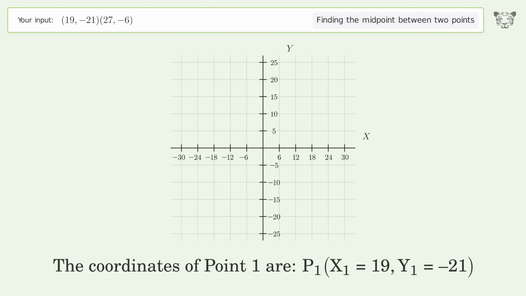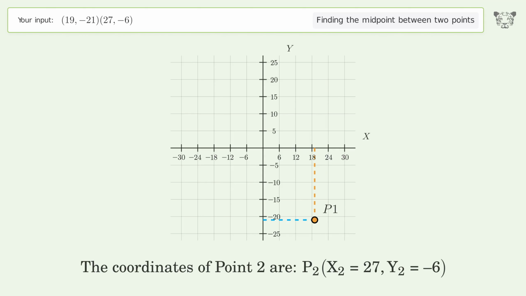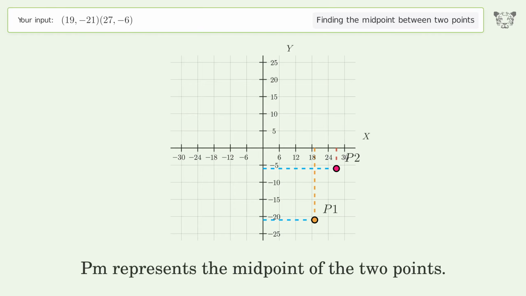The coordinates of point 1 are x1 equals 19, y1 equals negative 21. The coordinates of point 2 are x2 equals 27, y2 equals negative 6. PM represents the midpoint of the 2 points.